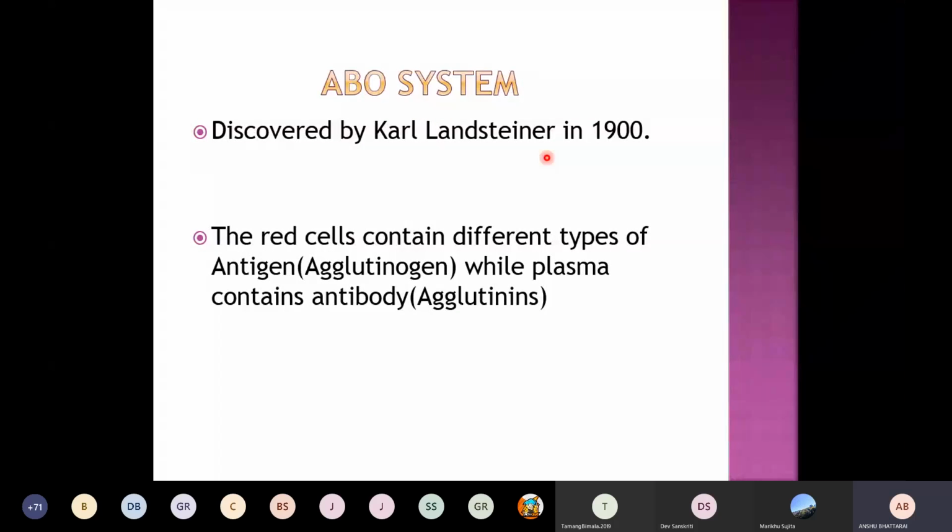What happens is the red blood cells contain different types of antigens or agglutinogens on the surface, whereas plasma contains antibodies or agglutinins. So antigens are present on the surface of RBC, whereas antibodies are present in plasma.